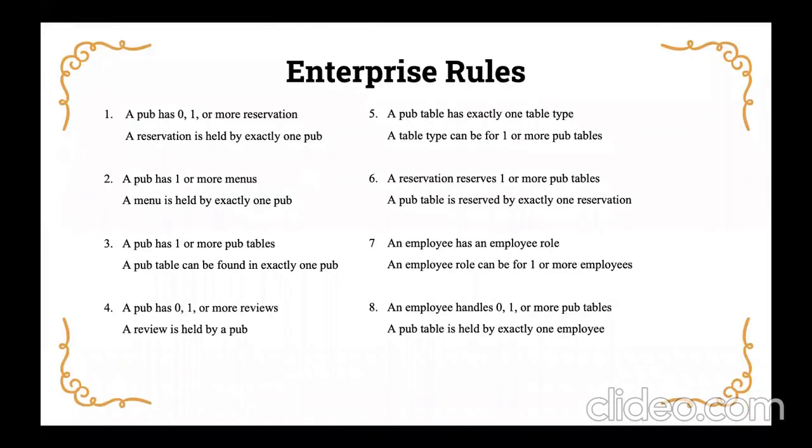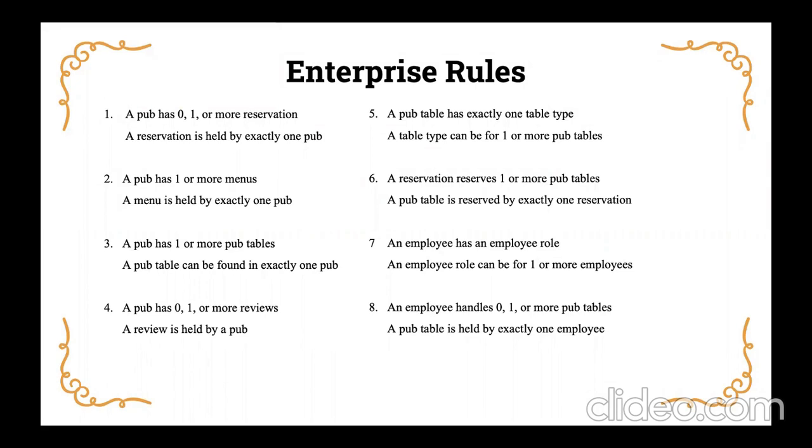For our enterprise rules, we have a pub has 0, 1 or more reservations. A reservation is held by exactly one pub. A pub has 1 or more menus. A menu is held by exactly one pub. A reservation reserves 1 or more pub tables. A pub table is reserved by exactly one reservation.